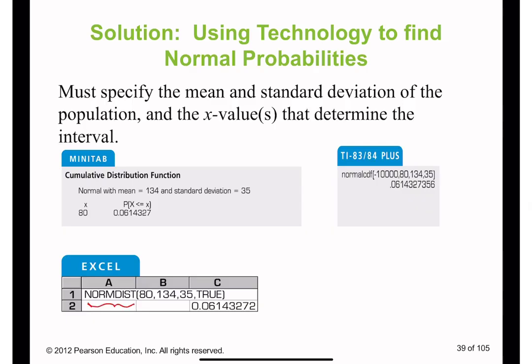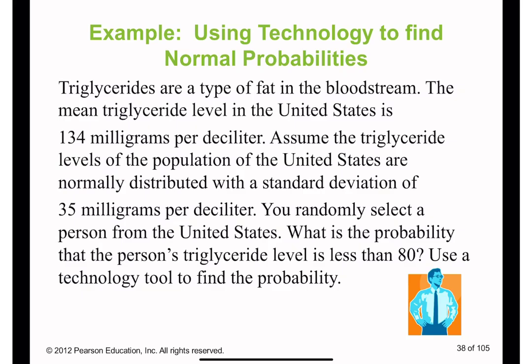Well, since I showed you binomial, you can put this function and fill out the steps that you have here, looking at this program here. Let's see what it says. The mean triglyceride level in the United States is 134 milligrams. Assume that triglyceride levels of the population of the United States are normally distributed, and the standard deviation is 35 milligrams per deciliter. You randomly select a person from the United States. What is the probability that the person's triglyceride level is less than 80? So X is less than 80.